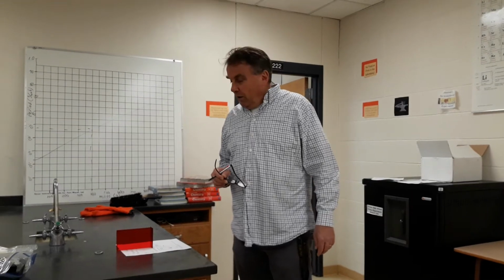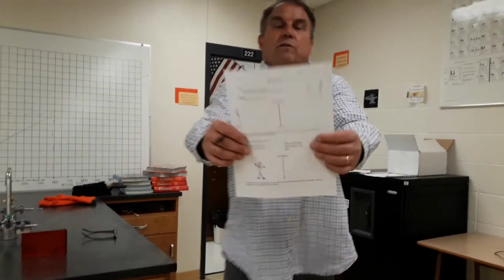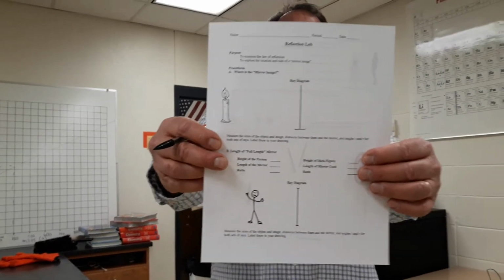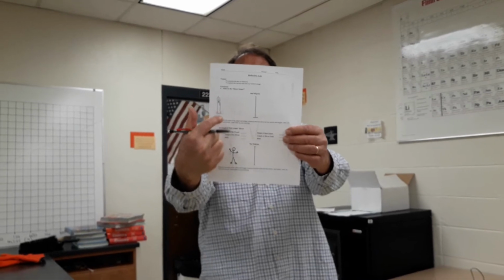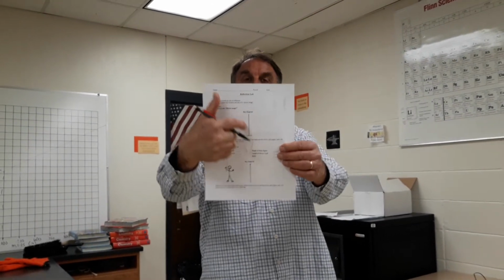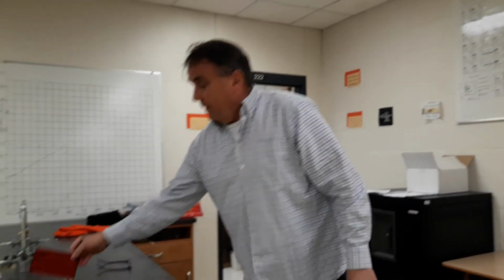Okay, so this is our reflection lab. This is the lab you'll be working on. First thing we're going to do is produce an image of this object by putting a mirror here, and I'm going to look at the reflection, but also the mirror is two-way. You can see through it, but it also produces a reflection.